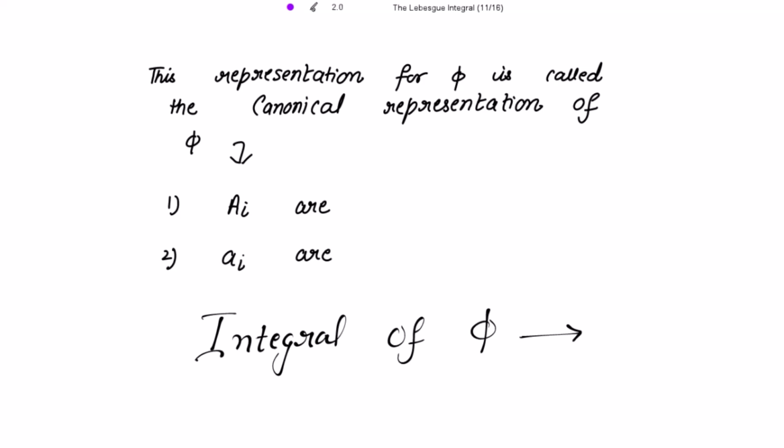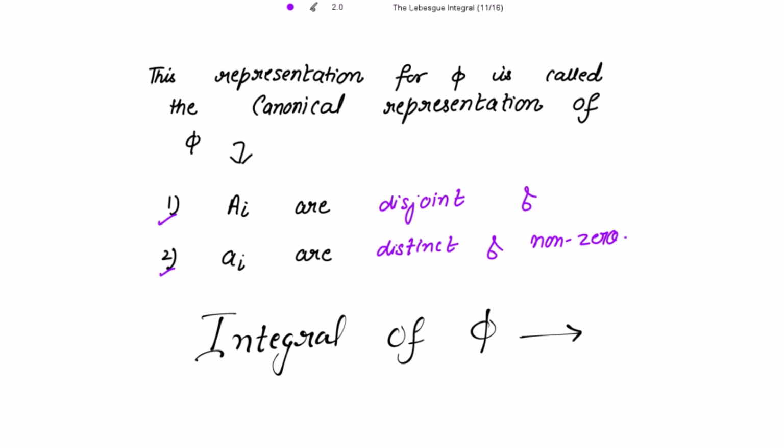First point, please consider this: if the A i are disjoint and the small a i, that is the values of phi, are distinct and non-zero, then the representation of phi is the canonical representation. Please take care of these 2 points.